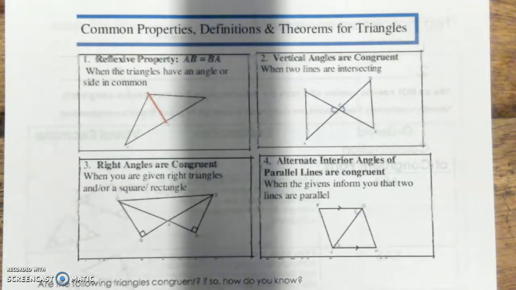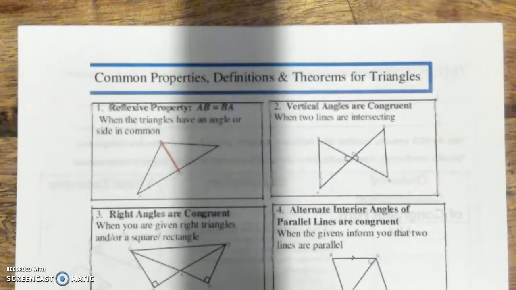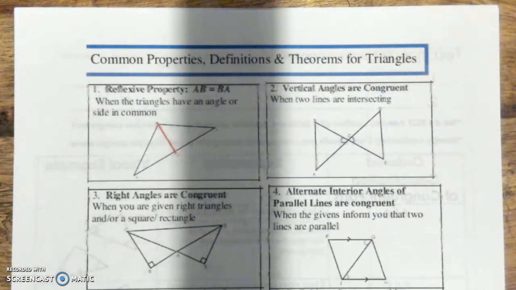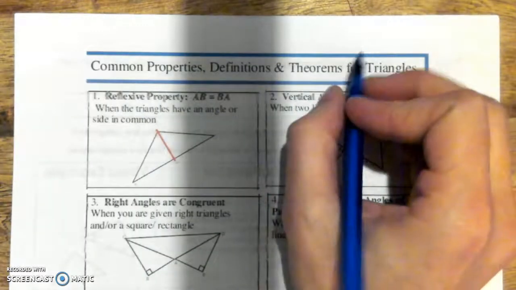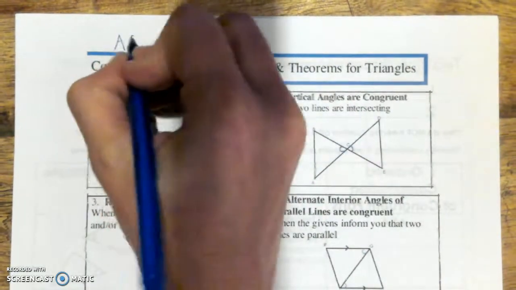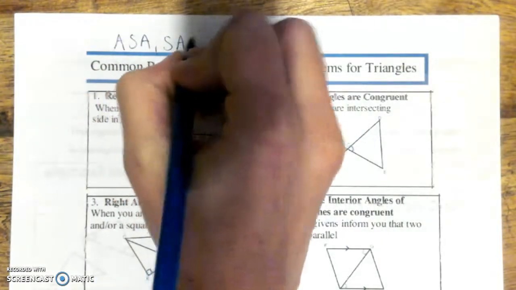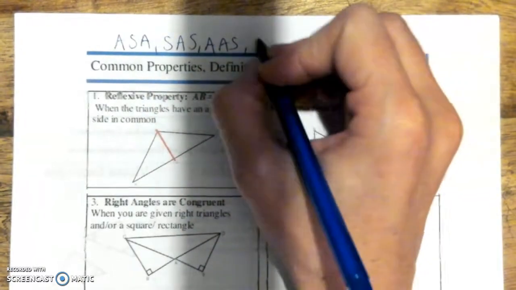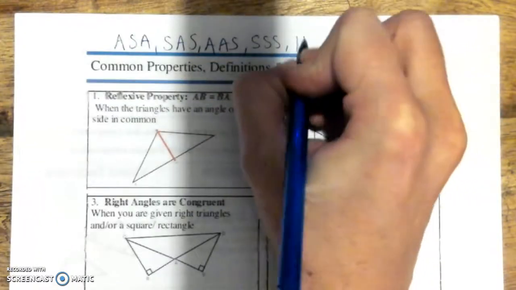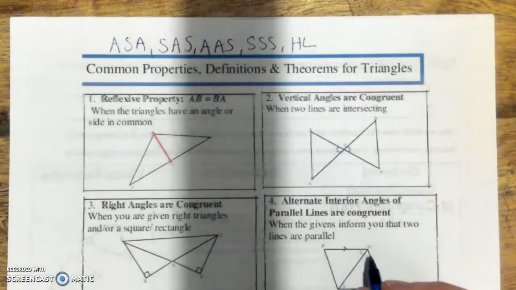All right, so we're going to start doing problems using our 5 postulates to solve for triangle congruence. We're trying to figure out if 2 triangles are equal. I'm going to go ahead and write our 5 postulates up here. We have angle, side, angle; angle, angle, side; side, angle, side; side, side, side; and hypotenuse leg for right triangles.